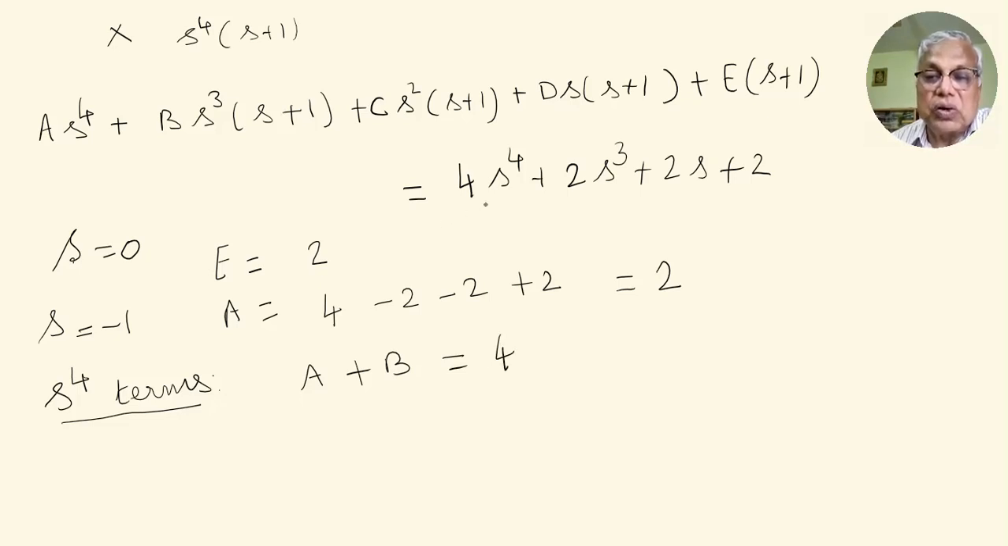So A plus B is 4, and A is already 2. This means B is also equal to 2. So we have found out A, B, and E. Next we have to find C and D. So let us compare s cube terms.